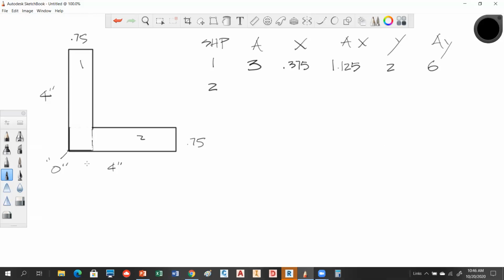Okay, so now for the second shape, we have what? 4 minus 0.75, 3.25 times 0.75, 2.438, I guess we'll call it. So the centroid of this is going to be 3.25 divided by 2, because this distance is 3.25, right? Yeah. So half of that, 3.25 divided by 2, and then we have to add to that the 0.75. So that gives us the distance to its centroid.